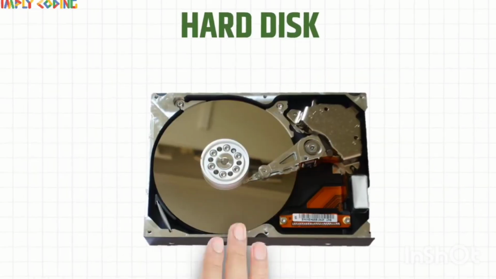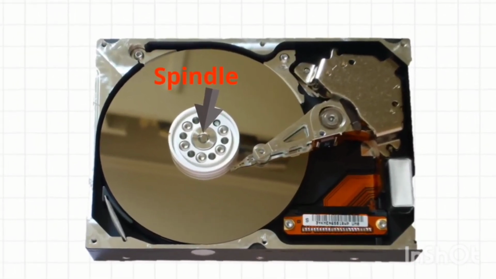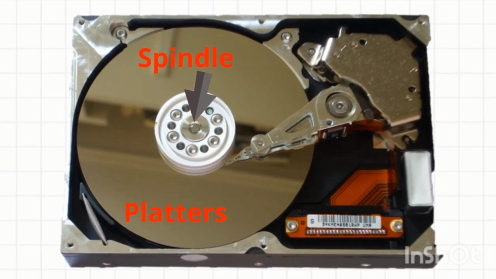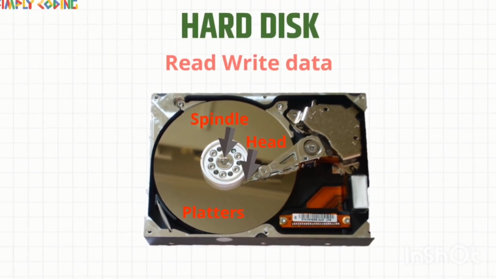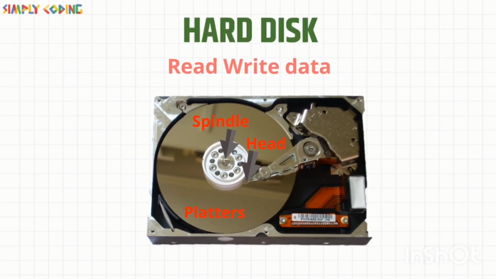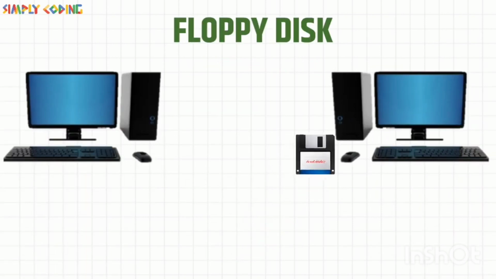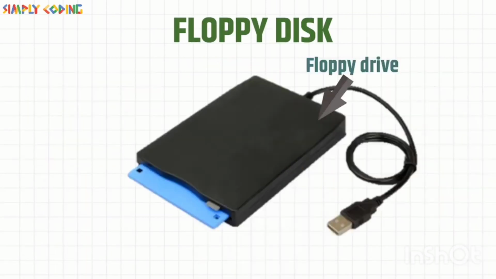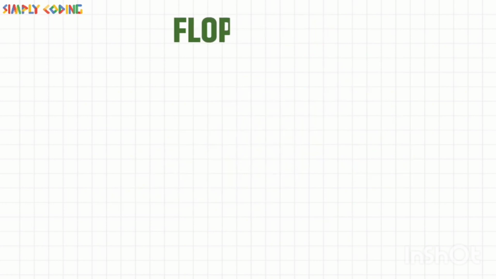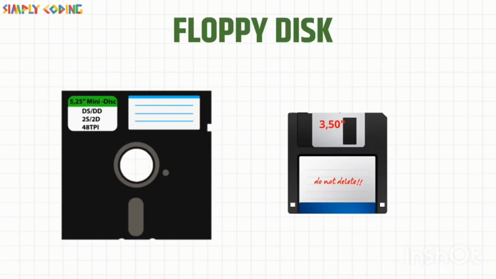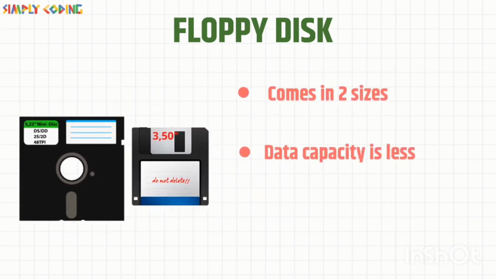Inside a hard disk, there is a spindle which holds one or more rotating disks called platters. These disks are coated with magnetic material. These disks have a magnetic head which is used to read or write data on the disk. Floppy disks were used to transfer data between computers. The computers have floppy drives into which the floppy was inserted. They used to come in 5 1/4 inch or 3.5 inch size. As their data capacity was very less, pen drives have now become more popular.